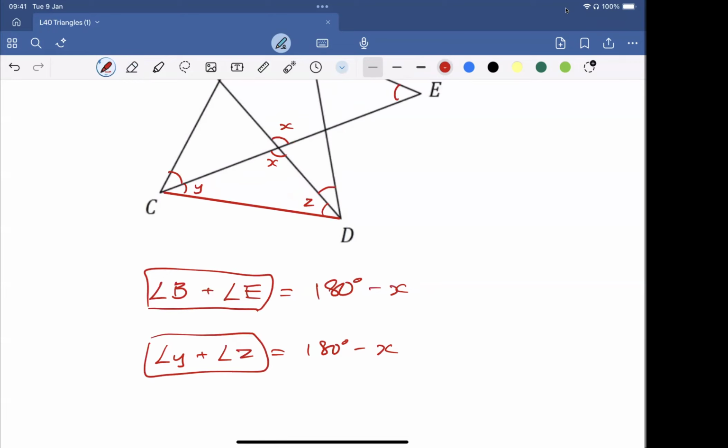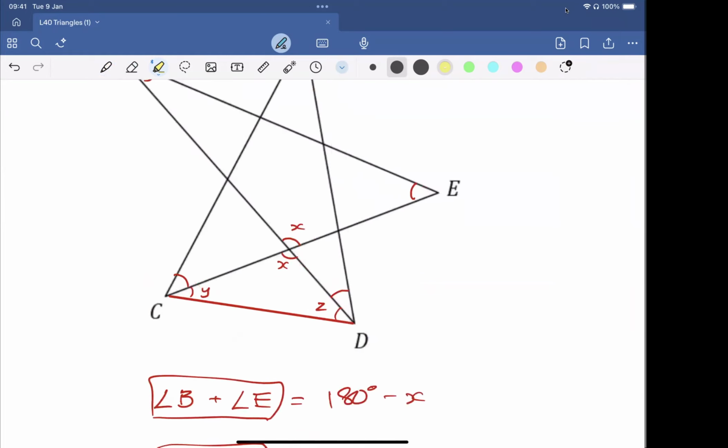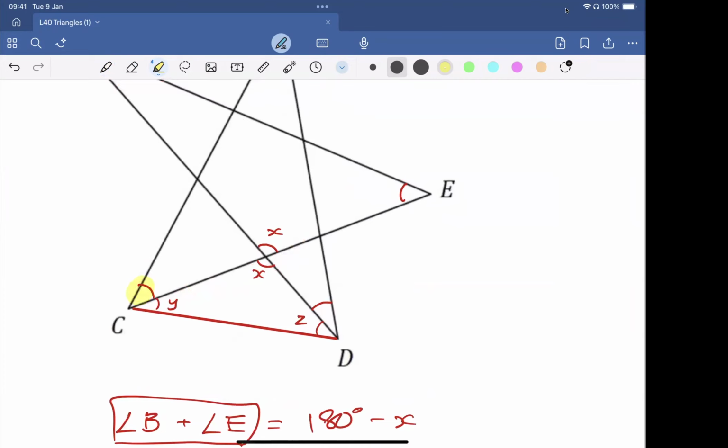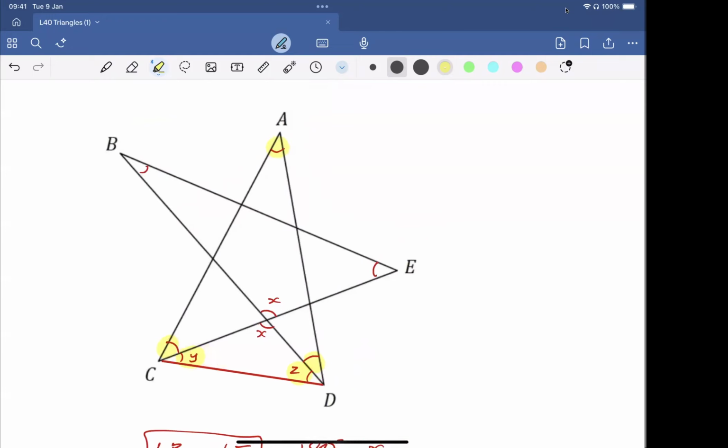Yes. Okay. So now you ask yourself, what does the question want? A plus B. Okay, I'm not going to highlight B. A plus B plus C plus D plus E. So instead of highlighting B and E, what should I highlight? Y and Z. So what am I trying to find? I'm trying to find the total angle in which shape? Triangle. Yes, I'm trying to find the total sum of angles in a triangle.